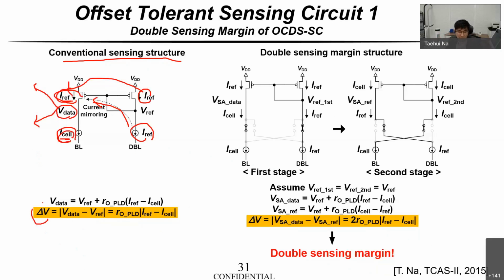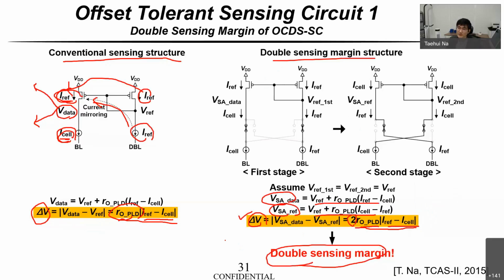The delta V can be expressed as the upper resistance of the load PMOS times the current difference. In the case of this circuit, V data and V ref can be expressed like this, and finally, delta V can be expressed as 2 times the upper resistance times the current difference. So a double sensing margin can be achieved. A very simple technique, but the improvement is very significant.